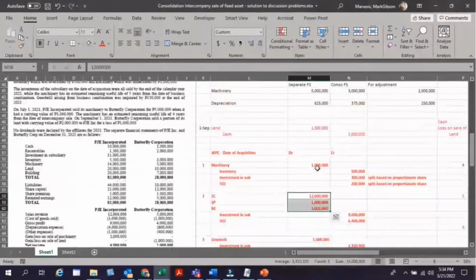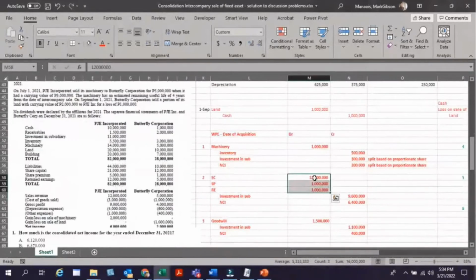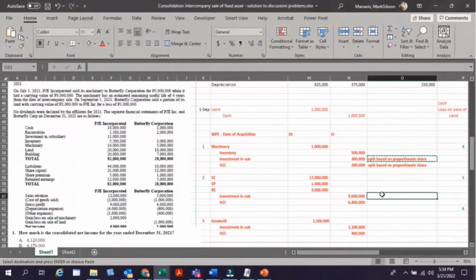No? So this is date of acquisition. So this is January 1, 2021. Okay? So of course, we have to split this again based on the proportionate share. So investment in subsidiary, debit, a credit, for 60%, and then non-controlling interest. Okay, oops, sorry. Okay, this is date of acquisition, class, ha?